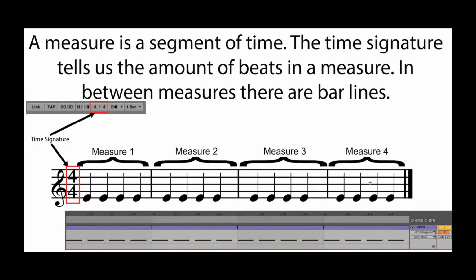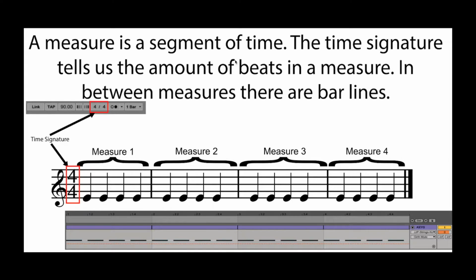Now, very quickly, we're going to go over what we talked about in our last lesson about measures, and we're going to start with the definition. A measure is a segment of time. So here on the staff, you'll see we have measure 1, measure 2, measure 3, and measure 4. In Live, we have measure 1, measure 2, measure 3, measure 4, and you can tell how the measures are split up with these bar lines, and the bar lines in Live.